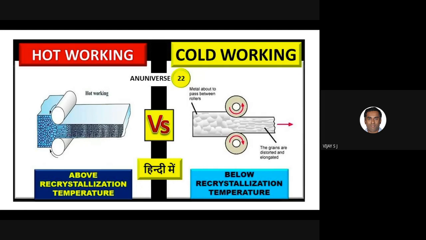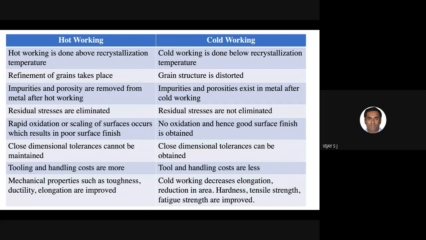But here the load required is less because you have applied the heat. And the reason why it becomes plastic, easily deformable, is because the atoms, they loosen up. The atoms, they loosen up and they are ready to change its crystallographic structure. So the load required is less in hot working. The load required is more in cold working. So if you compare it, hot working is done above recrystallization, cold working is done below recrystallization temperature.